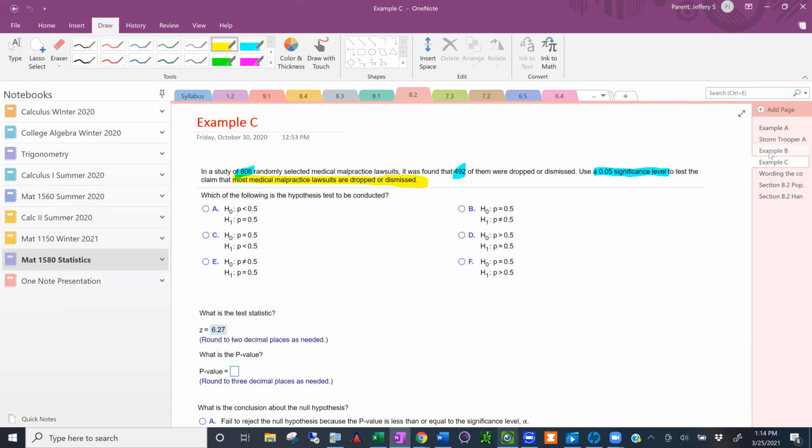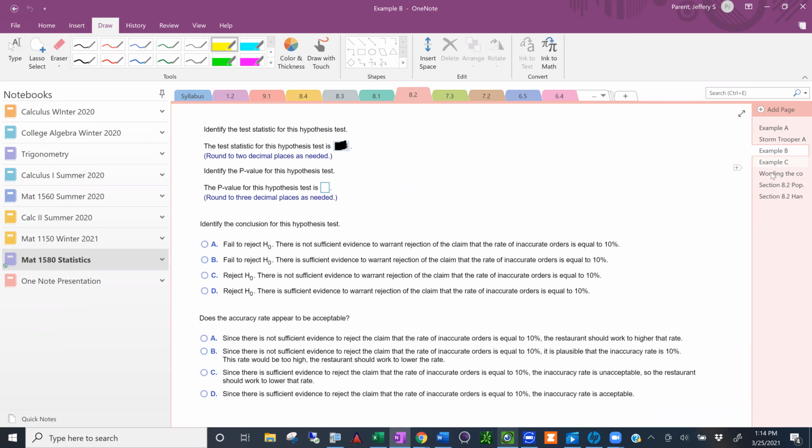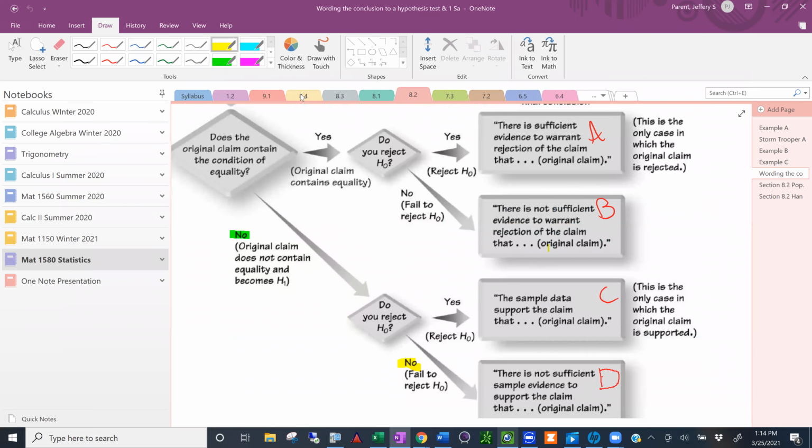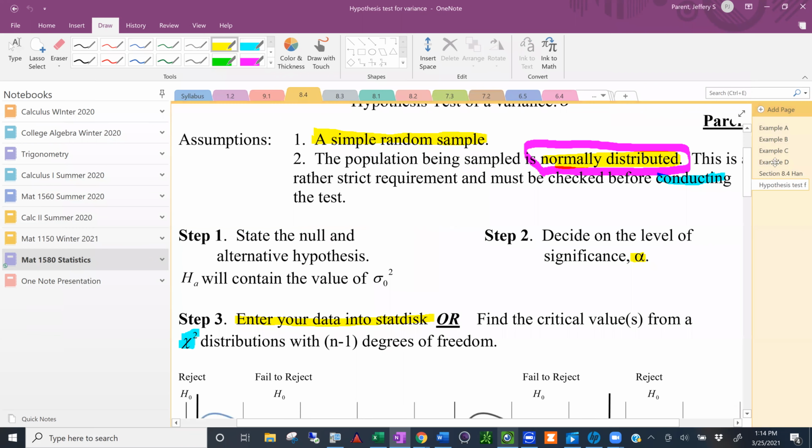So B. Oh, no wonder why I wasn't finding something that I wanted. I was in the wrong section.